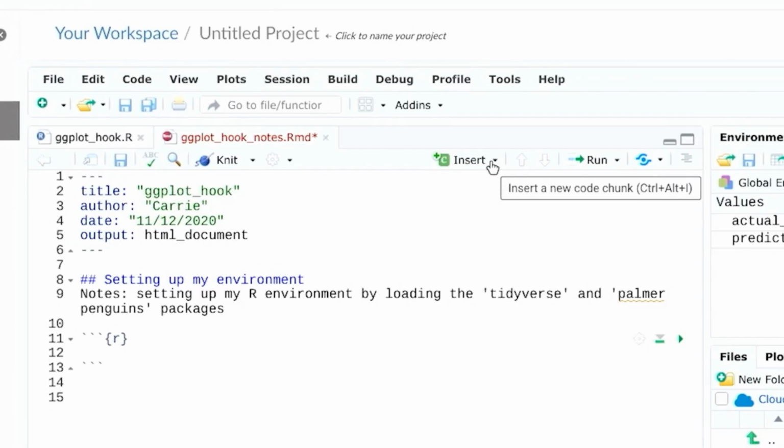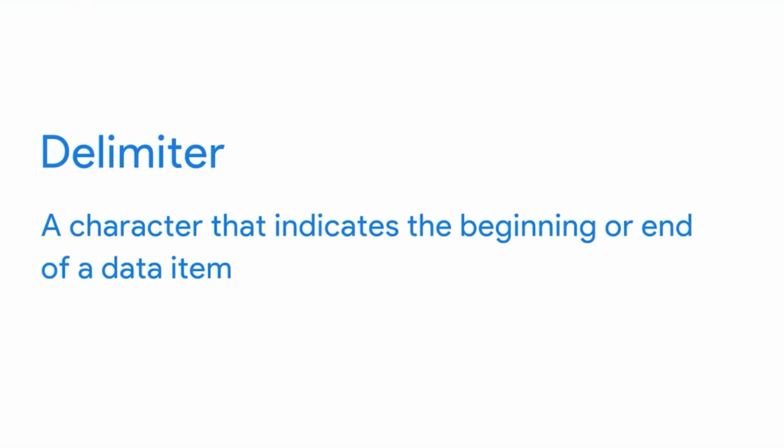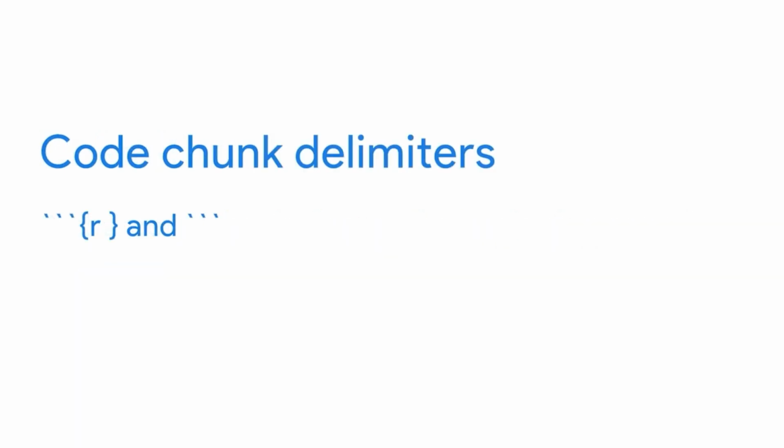This creates a gray section in our file and chunk delimiters. A delimiter is a character that indicates the beginning or end of a data item. You could also type these delimiters directly in the file: 3 backticks followed by an R in braces to begin the code chunk and 3 backticks to end it.